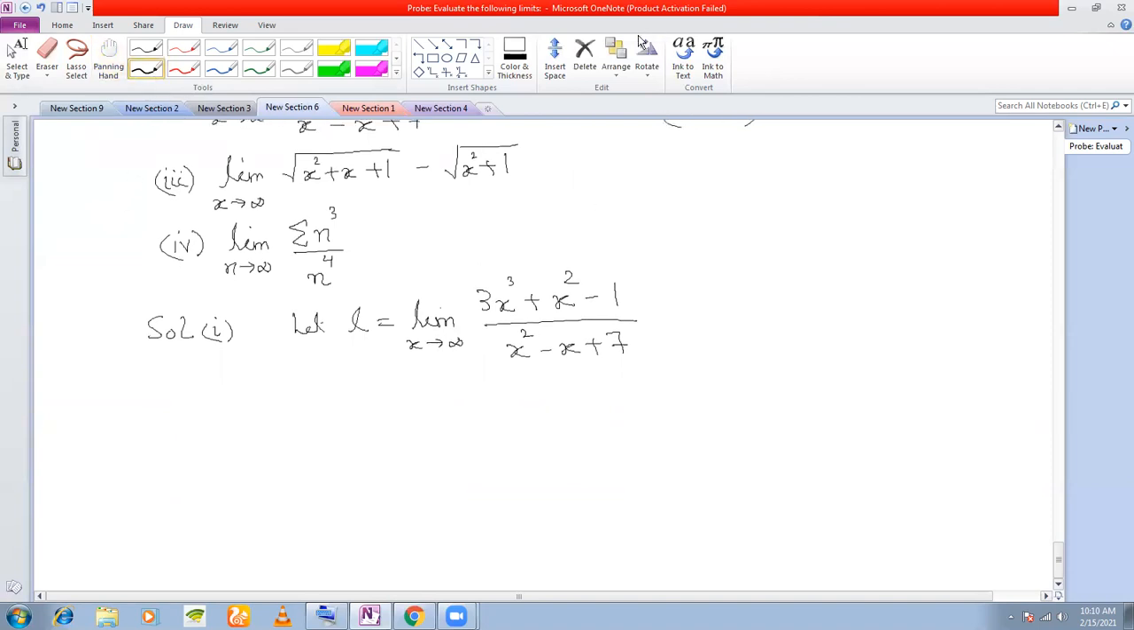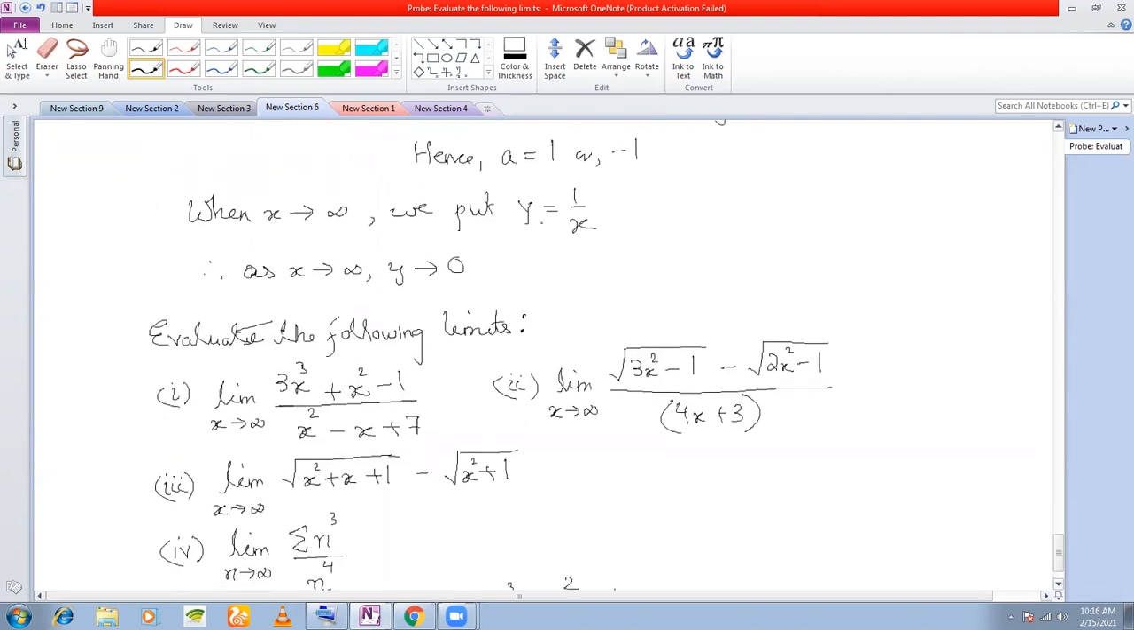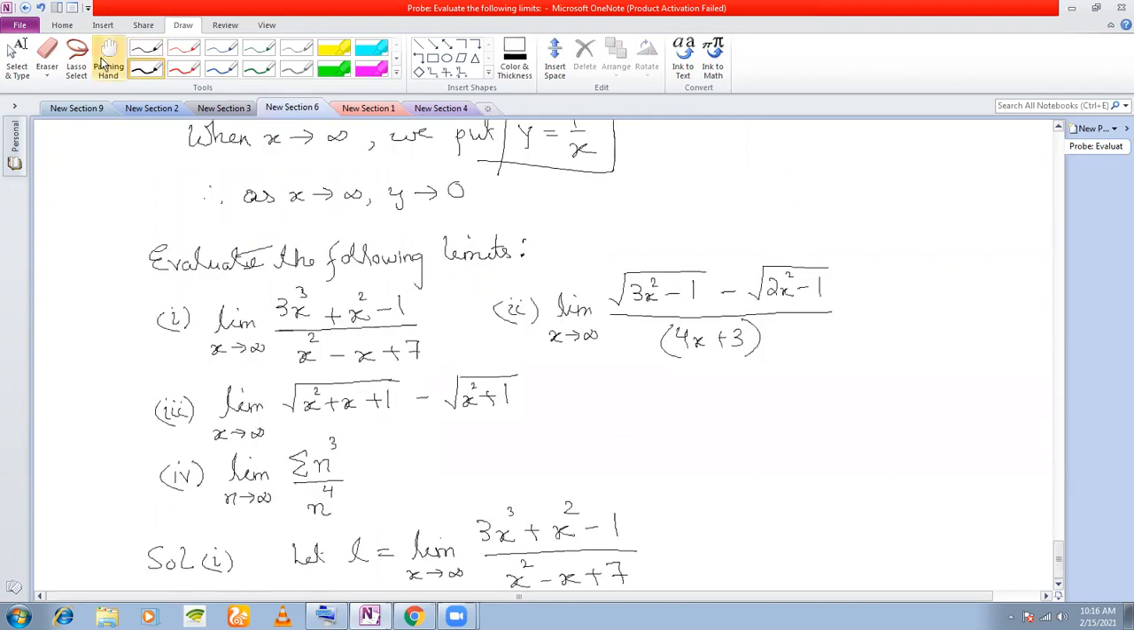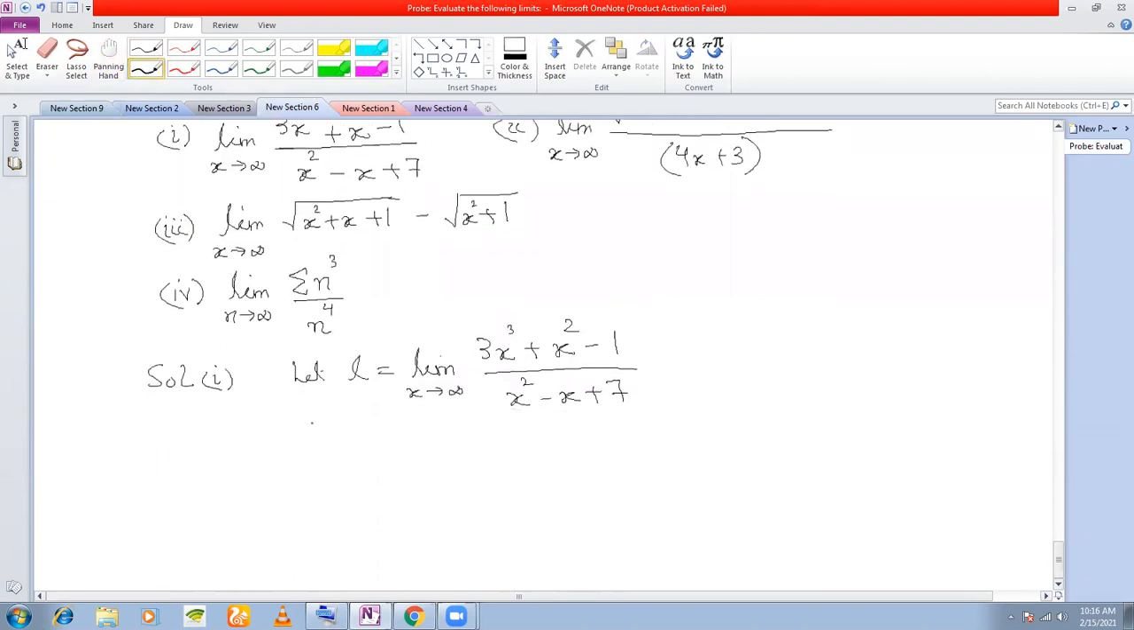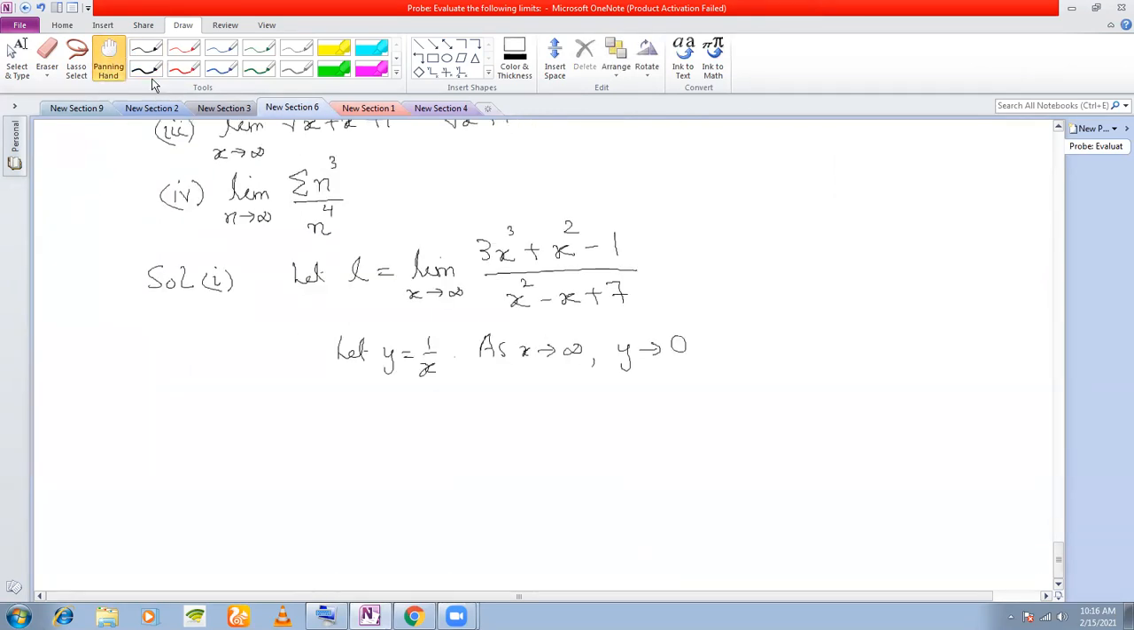So coming back here, you have this limit where x tends to infinity. Now see, as I told you, whenever x tends to infinity, you'll find it convenient to put y equal to 1 by x. Change the variable x to y, and then you can evaluate the limit. So let y be equal to 1 by x. Therefore as x tends to infinity, y tends to 0. So if I change everything in terms of y, what does this limit become?